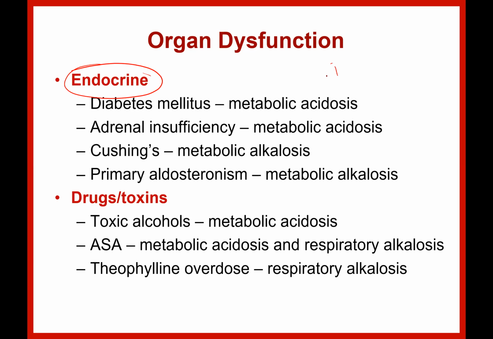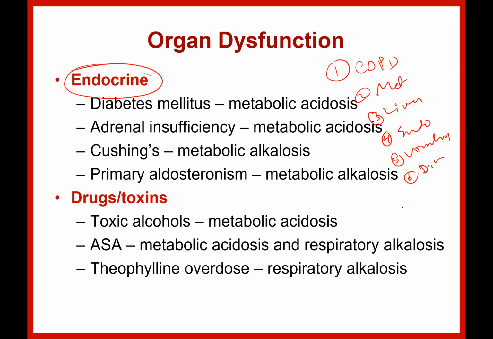So what do we have? Chronic respiratory disorders, metabolic disorders, liver disorders, endocrinopathies, unexplained vomiting, diarrhea, diuretic usage. These can produce a host of combined disorders. In addition, toxins like metabolic acids or acetylsalicylic acid are added, or there could be an overdose of theophylline, which produces respiratory alkalosis by hyperventilation. Okay.